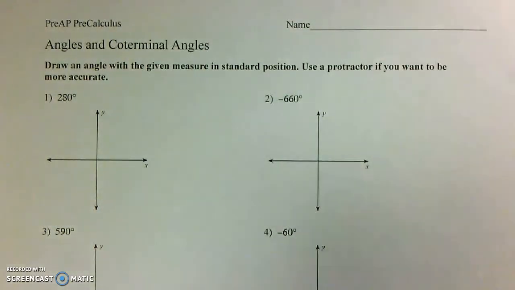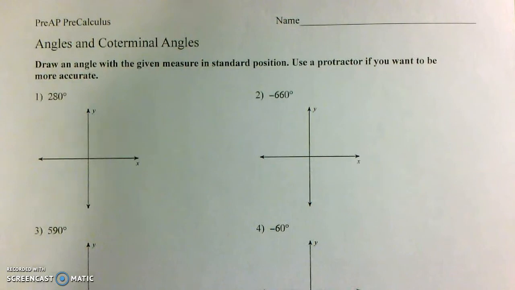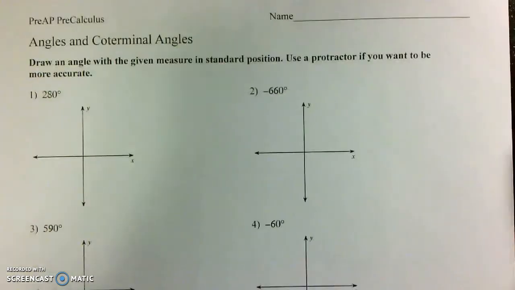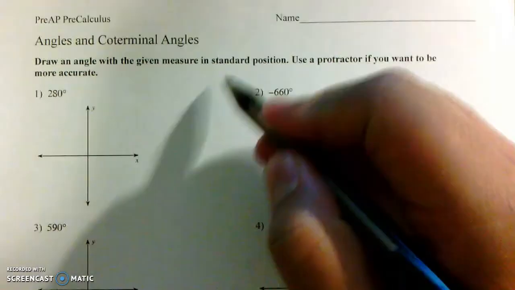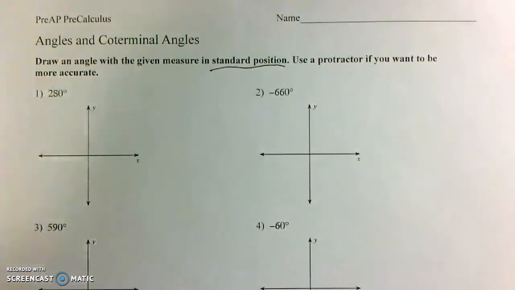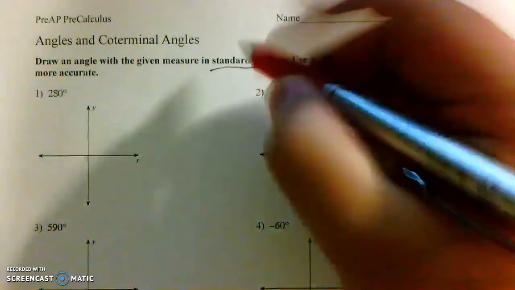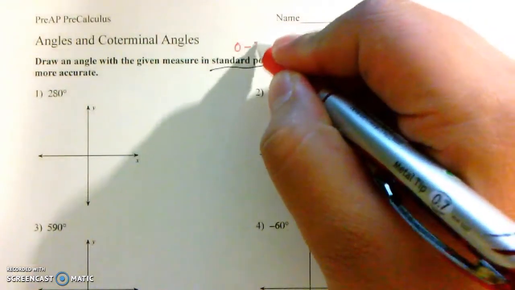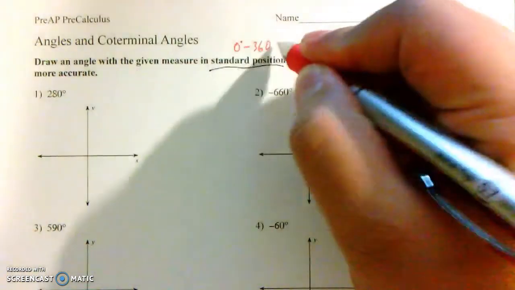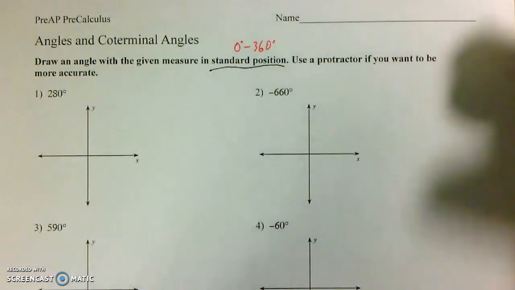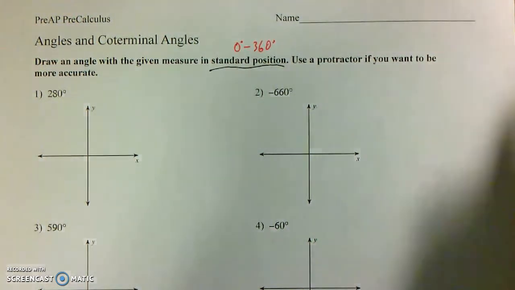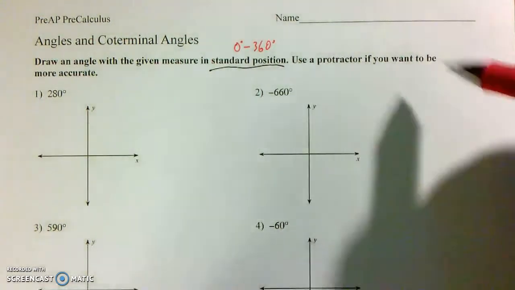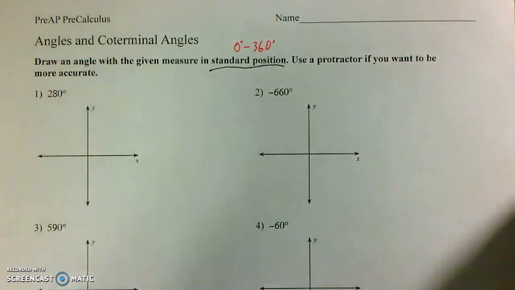Alright, so this is y'all's assignment for today. There's going to be a few drawings of angles, and if you look at the instructions, it says draw an angle with the given measure in standard position. So if the given angle is not between 0 to 360, then you're going to need to put it in between 0 to 360. You're going to have to find that coterminal angle that's between 0 to 360, which is going to make your drawing a lot easier. Okay, I don't care about you using a protractor. I just want your drawing to be in the correct quadrant.